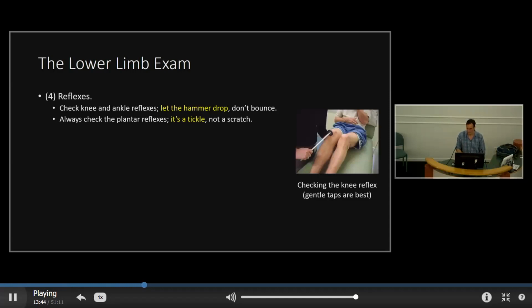So remember, downgoing is normal in an adult, upgoing is abnormal. I always warn the patient it's going to be a tickle rather than a scratch, and often it is a tickle. It shouldn't be a scratch. A scratch probably means you're pushing too hard, and you shouldn't be leaving big gouge marks in the person's foot. So just a tickle, you don't need to do it much. Quite technique dependent, and I'll show you how to do them.